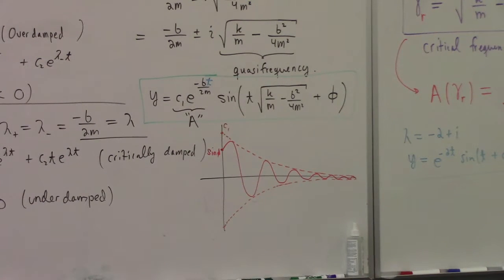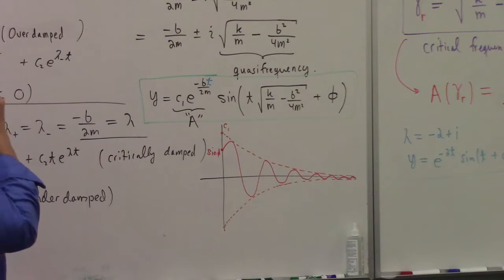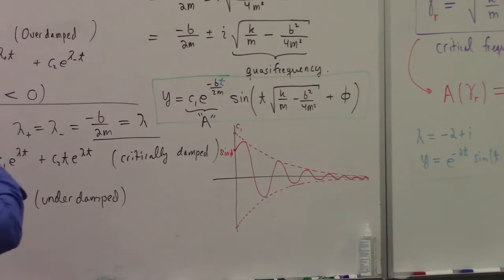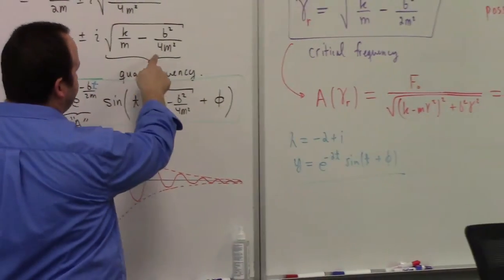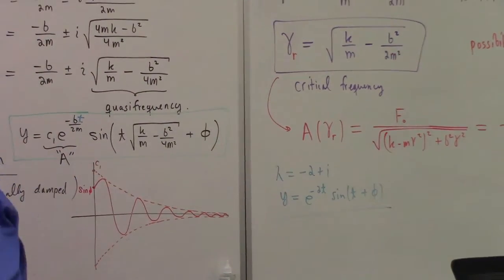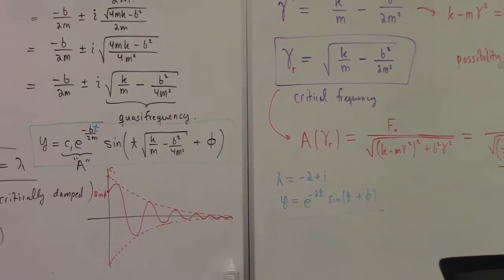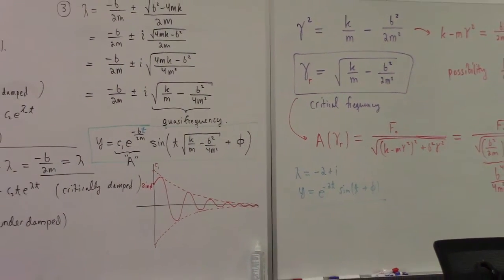I think I asked you guys a question about quasi-frequency, so I wanted to talk about it a little bit with you guys. It's not a complicated idea, but there it is. So you notice the relation between the quasi-frequency and the critical frequency, the resonant frequency, right? They're very close, but they're not the same, are they? You notice the difference? 4 versus 2. So let's see here. That means that the resonant frequency is what?